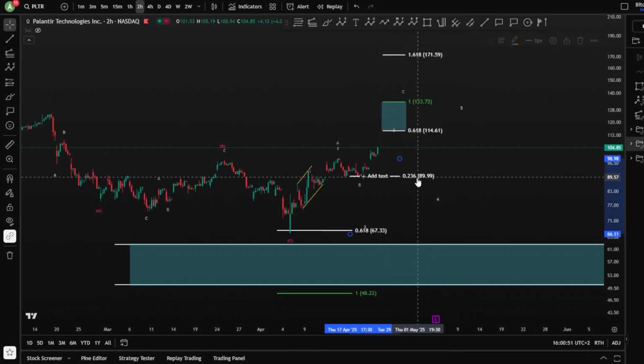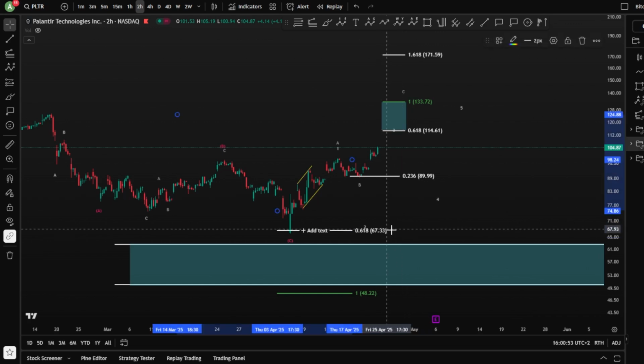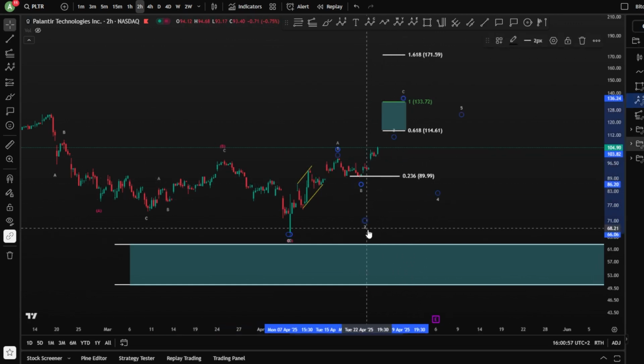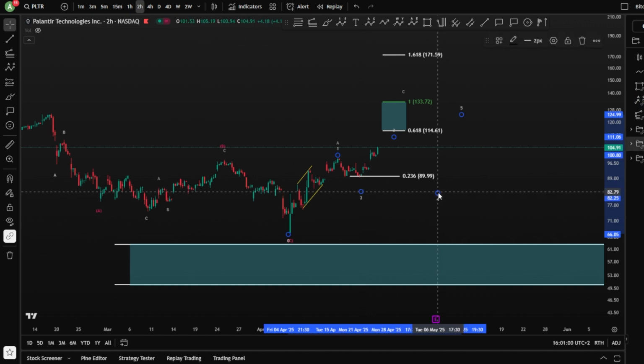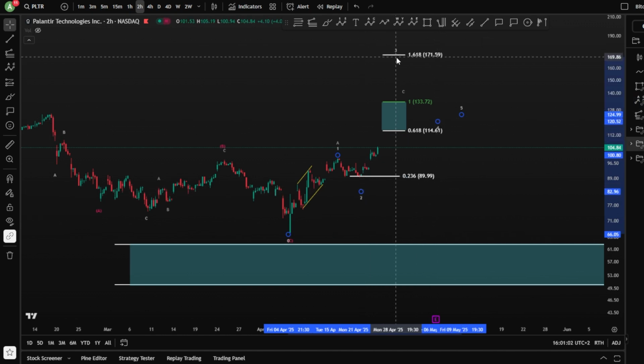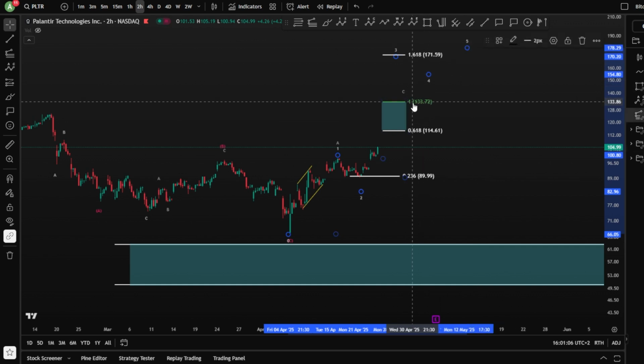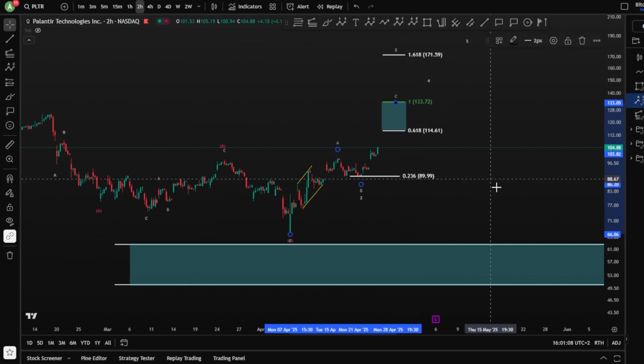We're going to keep this just as a reminder that we didn't reach the 0.38, to keep in mind that it is possible a wave B or a wave 2 here. Wave 3 should be hitting the 171, while the wave 1 is 133.